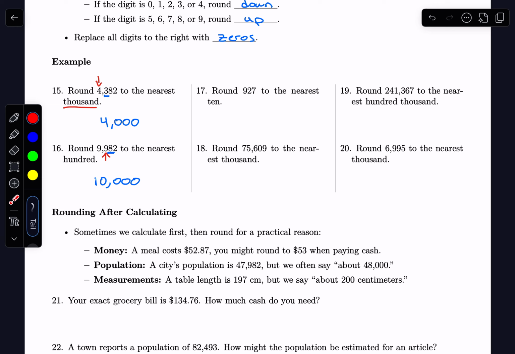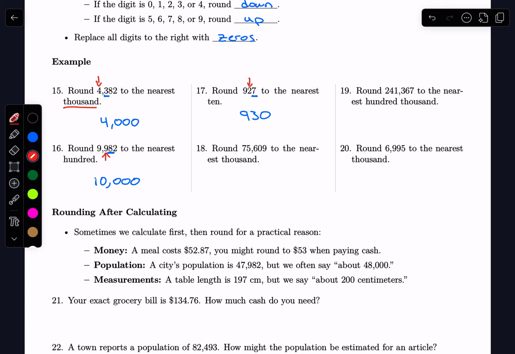All right, let's see another one. We want to round 927 to the nearest 10. So we're going to round to the tens place, which is the 2. The number next to it is a 7, so I'm going to round up. So 927 is going to round to be 930. Okay, 27 is closer to 30 than it is to 20.